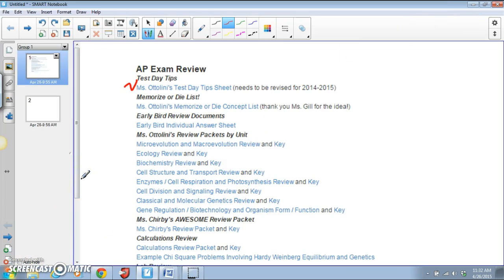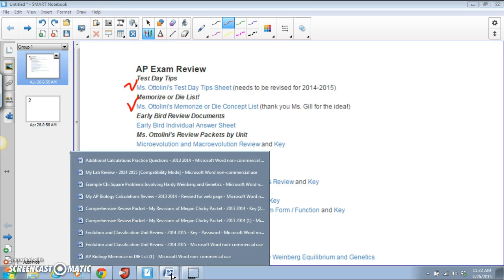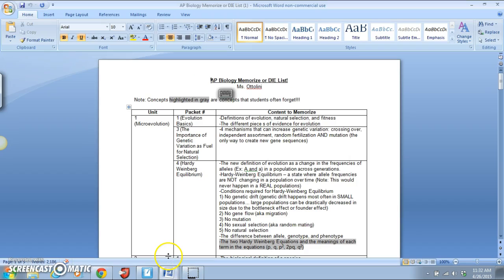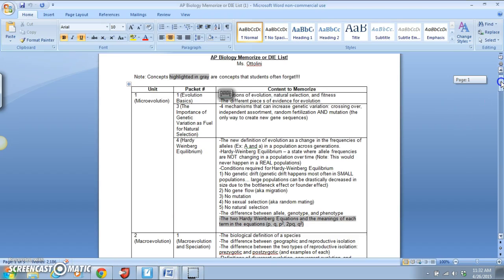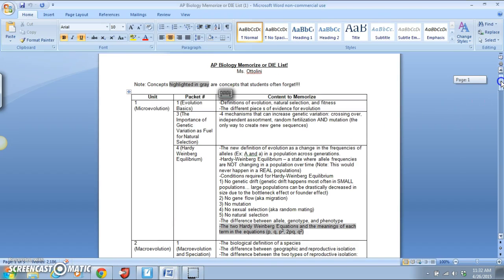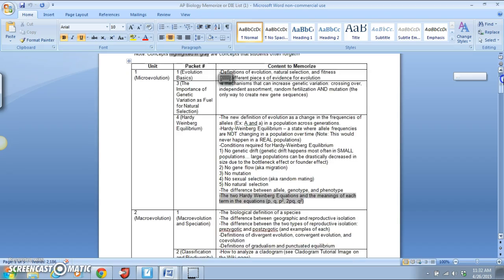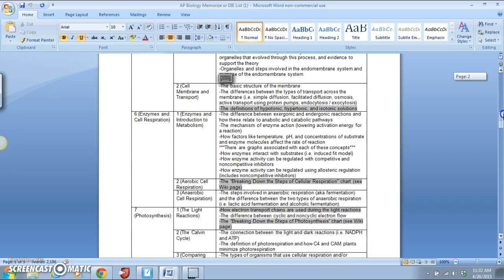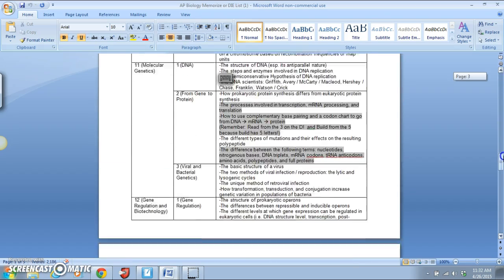Something that I've just created is Miss Adelini's Memorize or Die concept list. So we're going to put a check mark next to that one, and we'll open it up over here. Basically, this document lists important concepts by topic, actually by unit and notes packet number. These are things that it would be to your benefit to know going into the test.